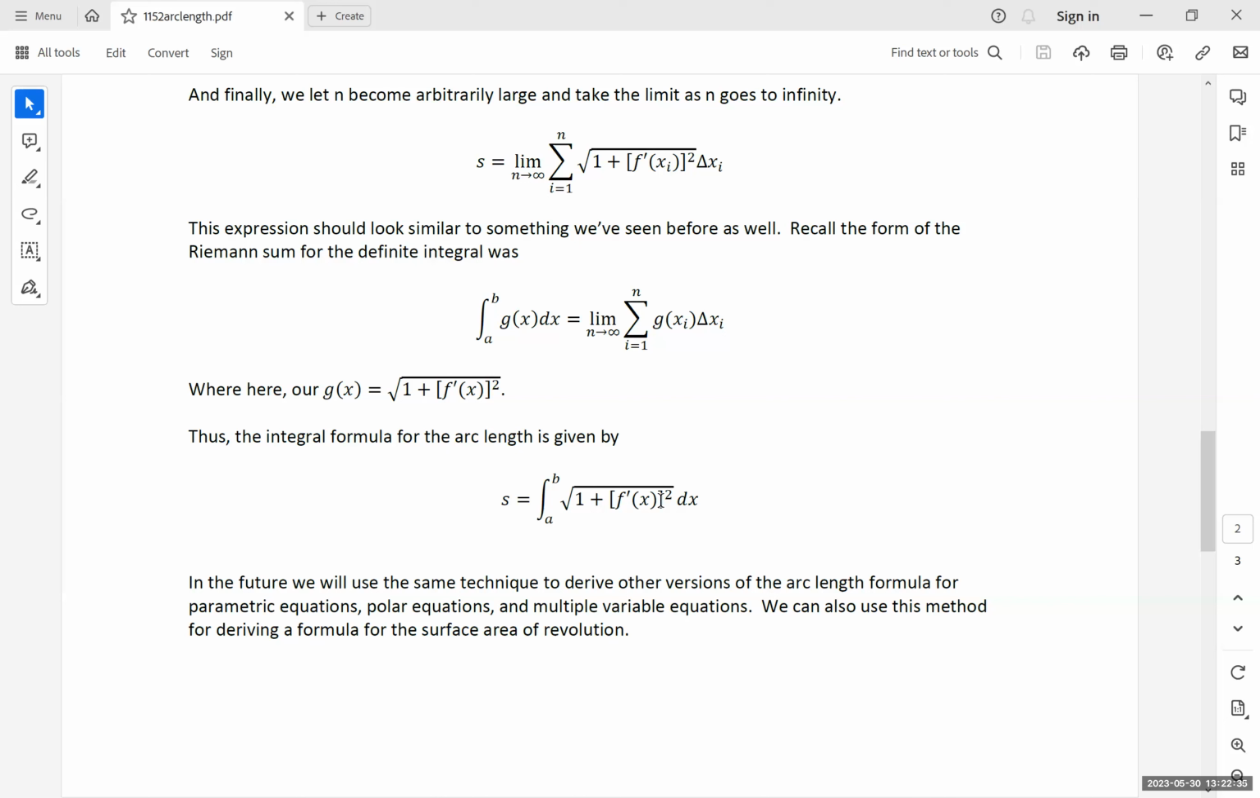Now, one thing to keep in mind with this formula is that it's often very easy to set up. It's often very difficult to integrate by hand. Only certain kinds of functions will end up being integrable by hand. But in the worst case scenario, we can always resort to numerical integration.